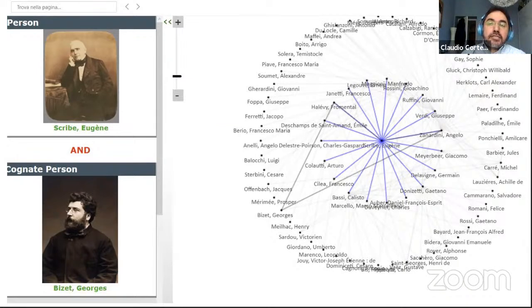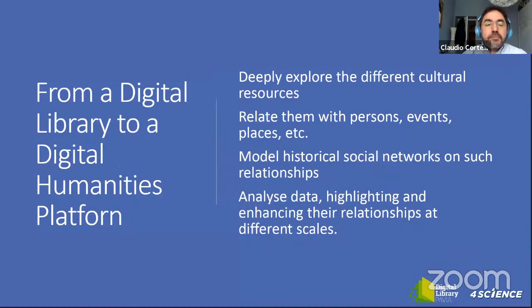In this way, scholars are able to find out relationships that in some cases they haven't noticed before using the traditional way of studying this kind of historical sources. So to conclude, with DSpace GLAM, Pavia is moving from a digital library to a real digital humanities platform, able to deeply explore the different cultural resources, relate them with persons, events, places, and other entities, model historical social networks on such relationships, and in other words, they're able to analyze cultural data, highlighting and enhancing their relationships at different scales.